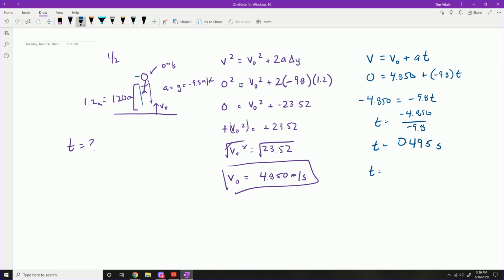and then we get our time to be 0.990 seconds when you multiply that by 2. And that would account for the entire up and then back down path.